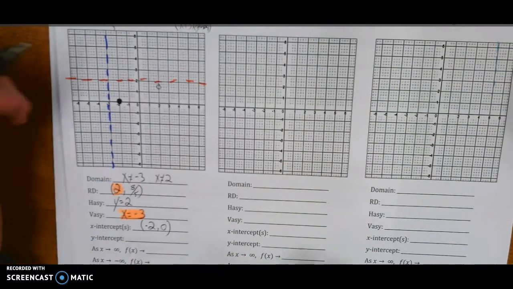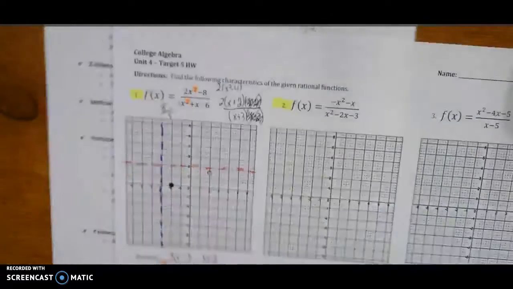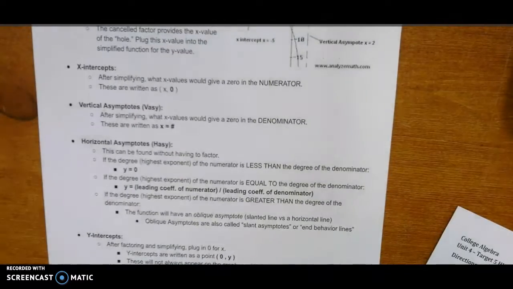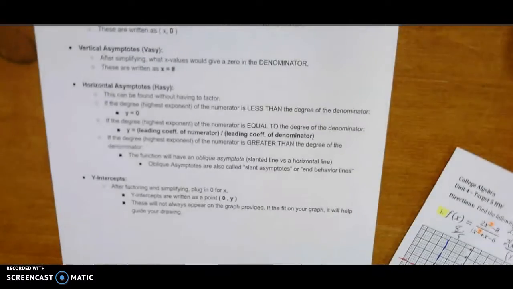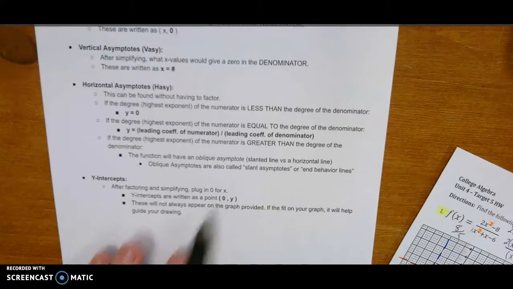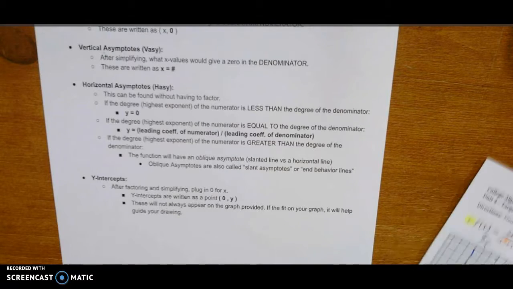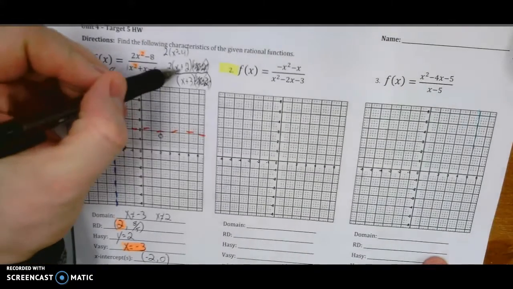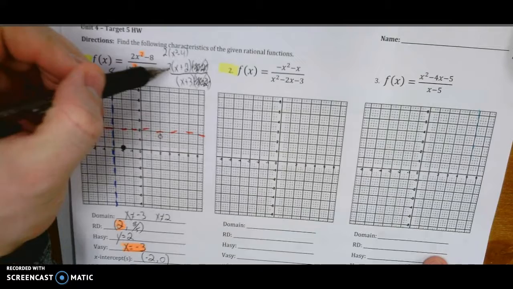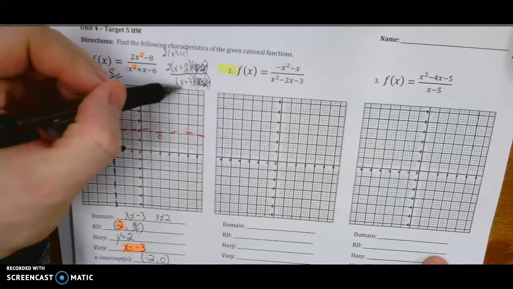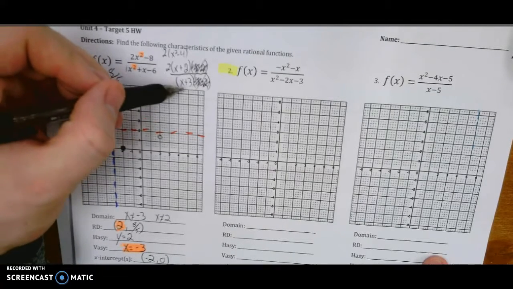My y-intercept occurs anytime we plug in 0 for x. Now, here it says after you simplify, but you could do it right off the bat. You'll get the same value. It doesn't matter. If I plugged in 0 for x right here, I'd have 0 plus 2 times 2, so that's 4, over 0 plus 3, so 4/3.